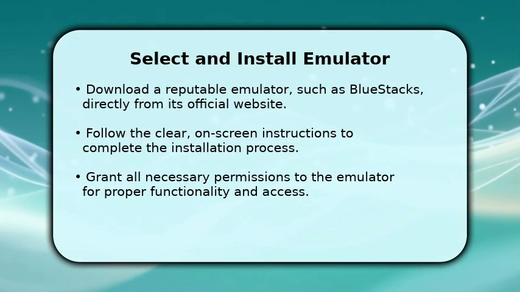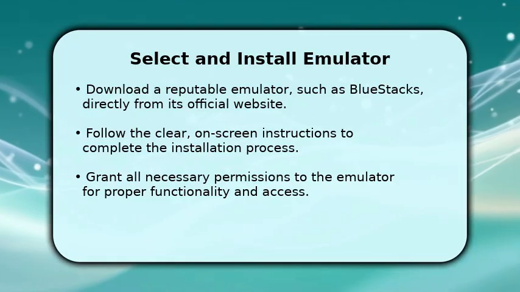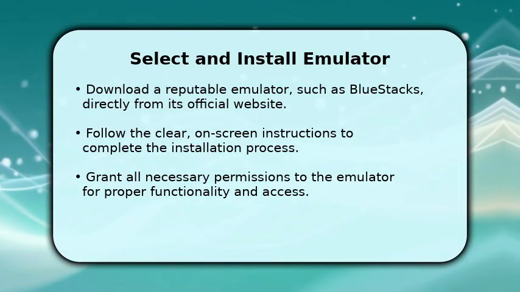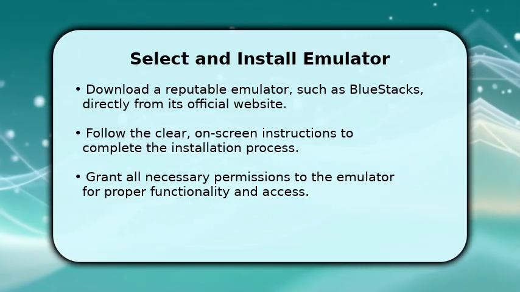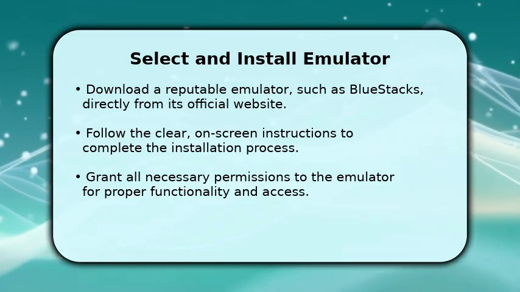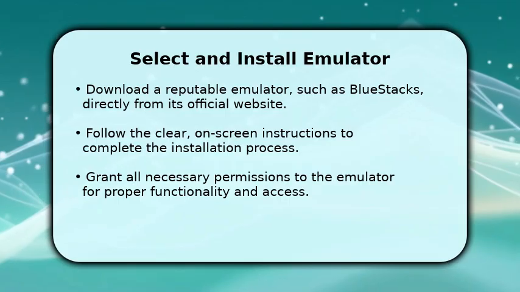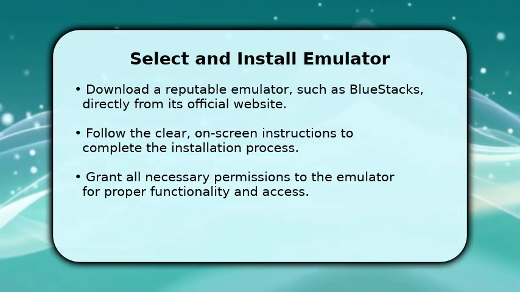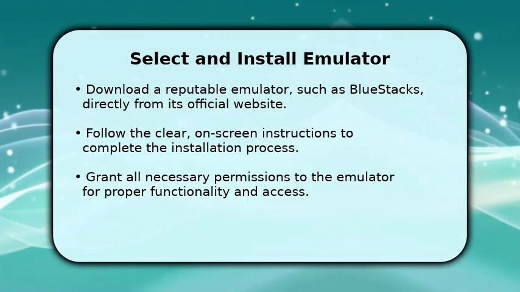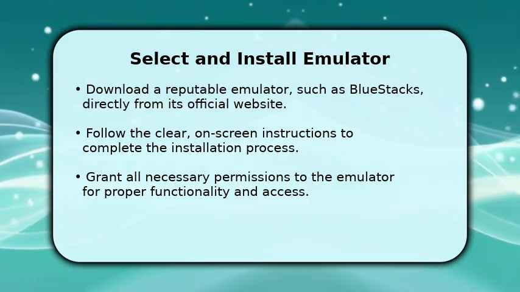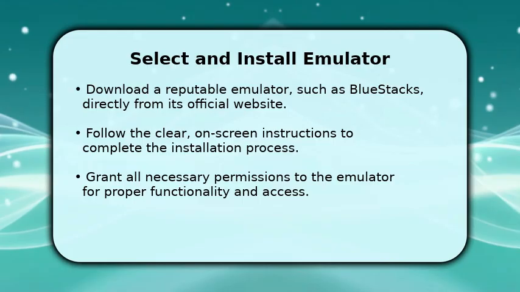The first step is to select and install a reliable emulator. We recommend downloading BlueStacks from its official website to ensure you get the legitimate and most up-to-date version. Once downloaded, simply run the installer and follow the prompts. It's crucial to grant any requested permissions during installation, as these are essential for the emulator to access your Mac's resources and run games effectively.